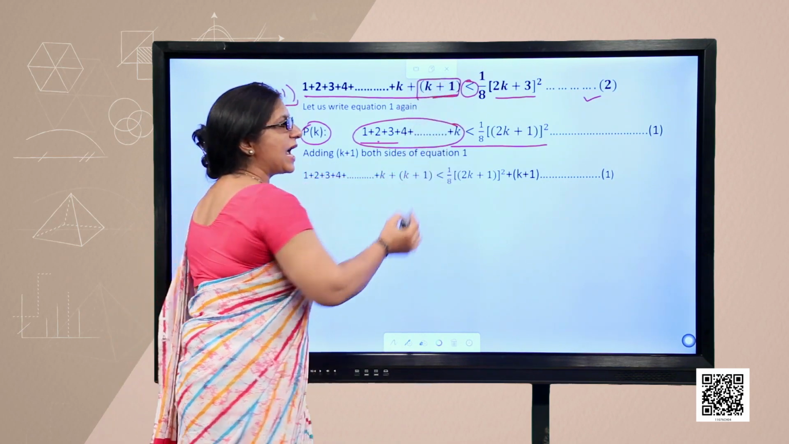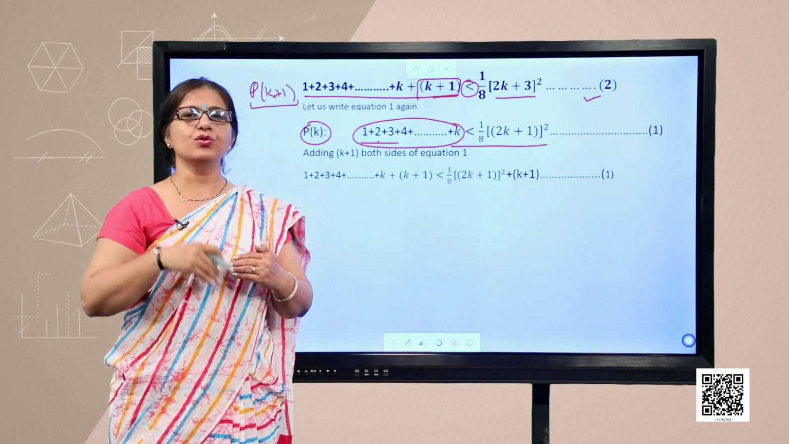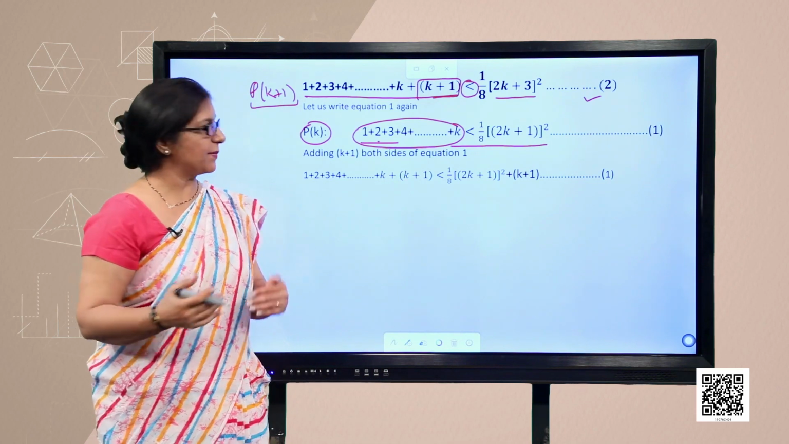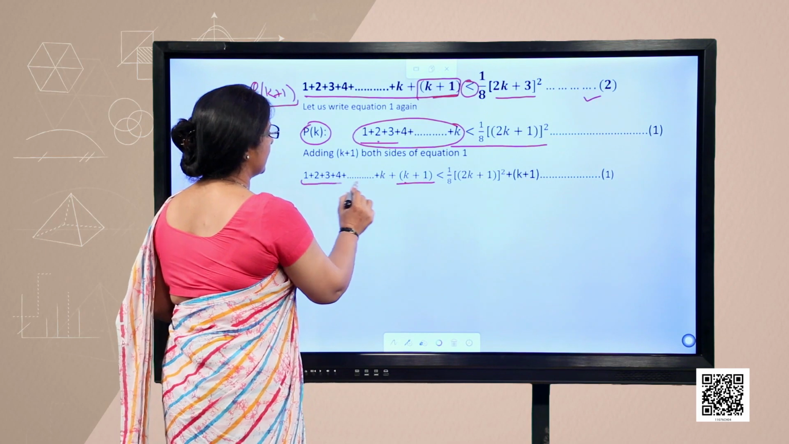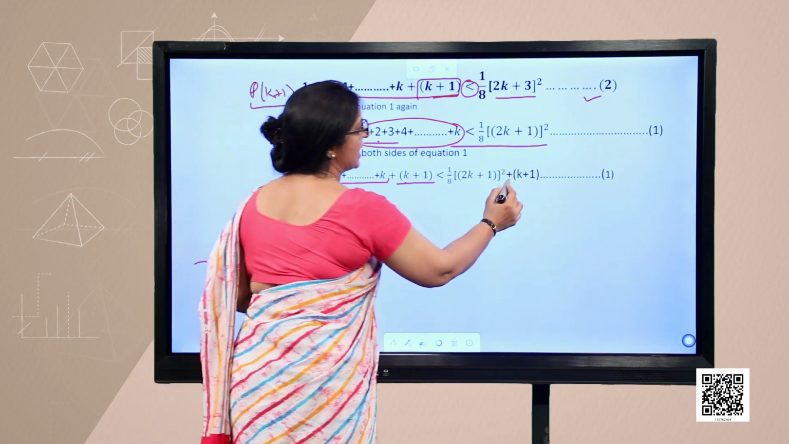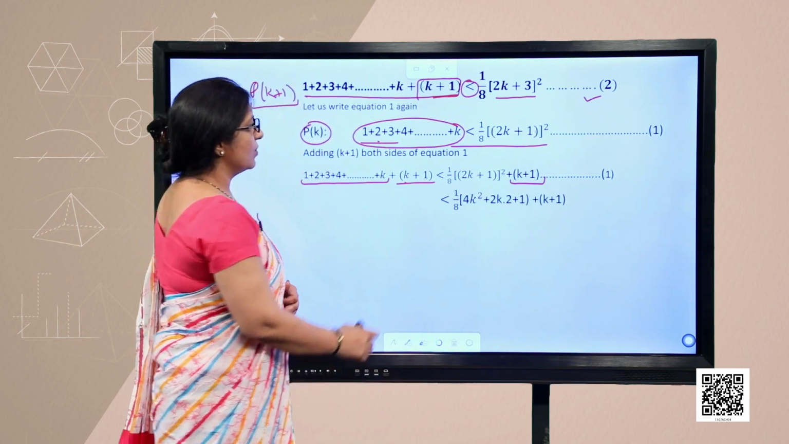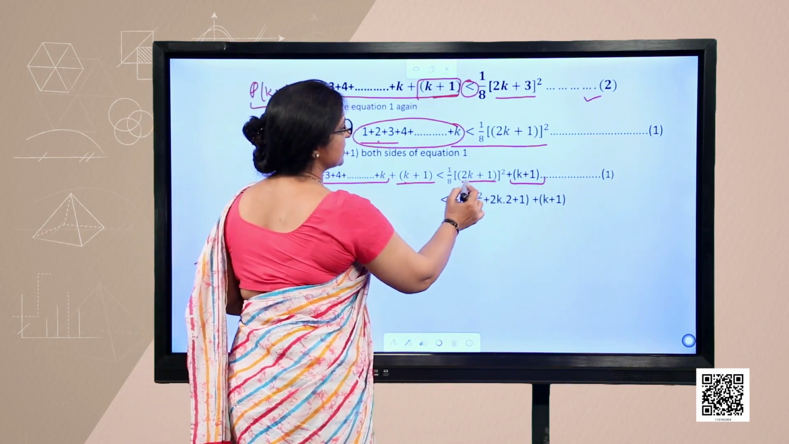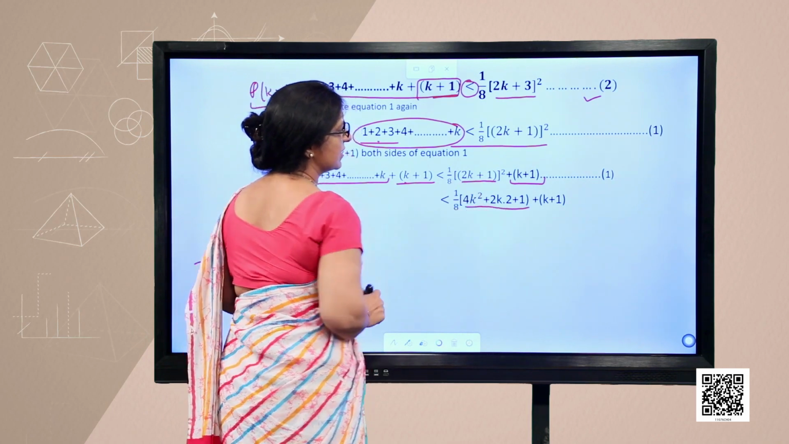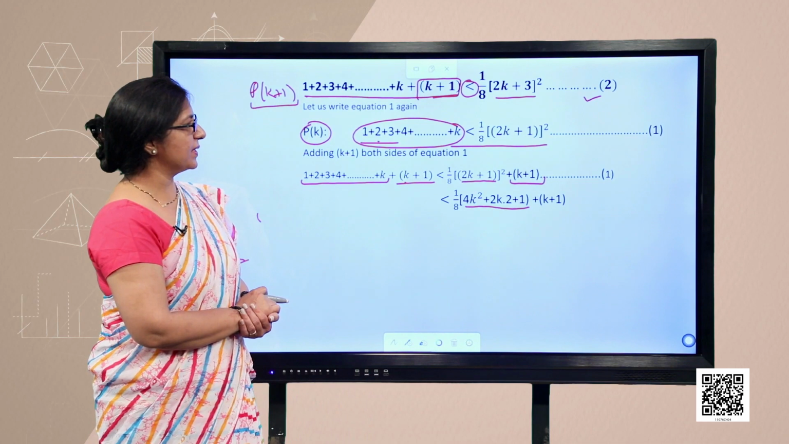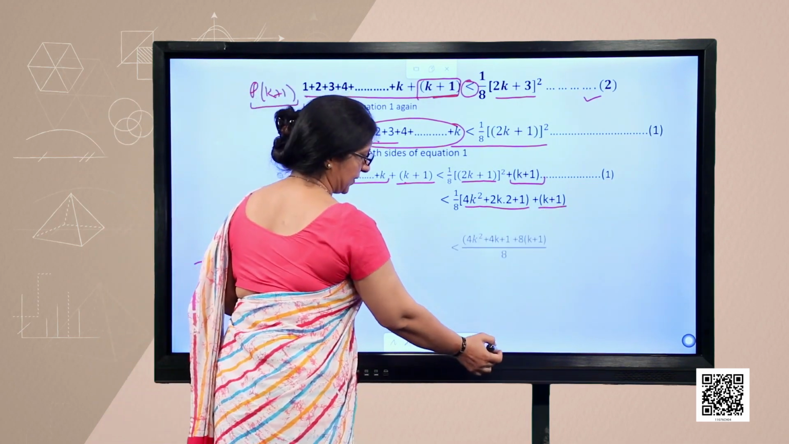So, if we add k plus 1 to the left hand side, we need to add it to the right hand side also simultaneously. That is why we have added k plus 1 to equation number 1 on the left side as well as on the right side. Now, after opening this expression a plus b whole square by using this identity, this gives us this relation: 4k square plus 2k into 2 plus 1 plus k plus 1.